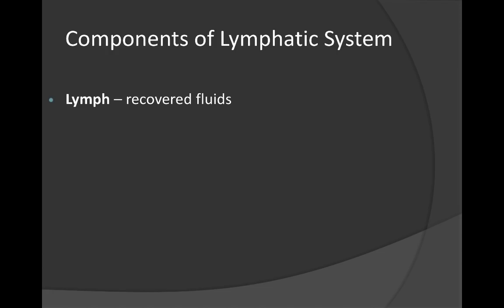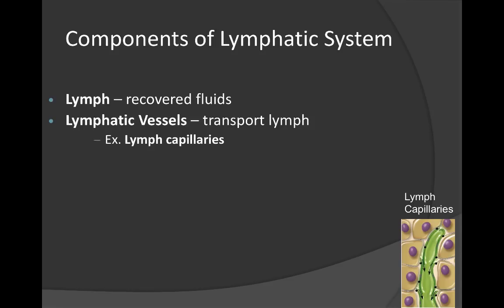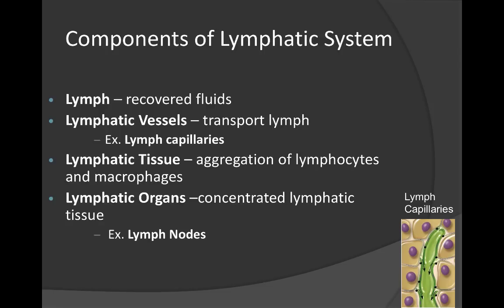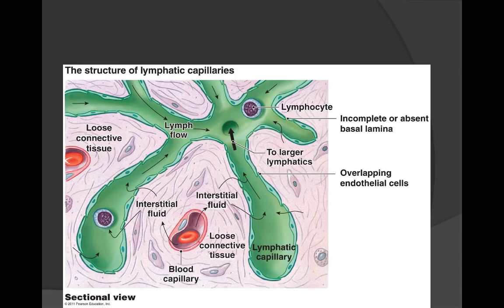First, let's go over some terminology. Lymph is the recovered fluid this system is responsible for picking up. Just like blood vessels transport blood, lymphatic vessels transport lymph. To the right is what a lymphatic capillary looks like. Maybe you notice something a bit different about its structure. Tissue is made of cells, so lymphatic tissues are aggregations of cells like lymphocytes and macrophages. And lymphatic organs are concentrated lymphatic tissue, so a lymph node would be one example.